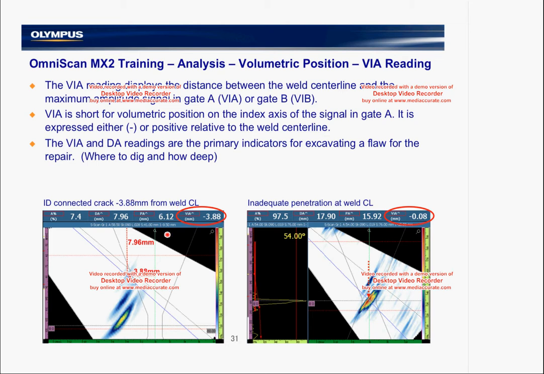It's directly related to the probe distance, but once the probe is removed from the component, the repairman needs to know I need to go -3 millimeters this way, down 7.96 millimeters this way, where I would be able to detect the flaw. Volumetric position.